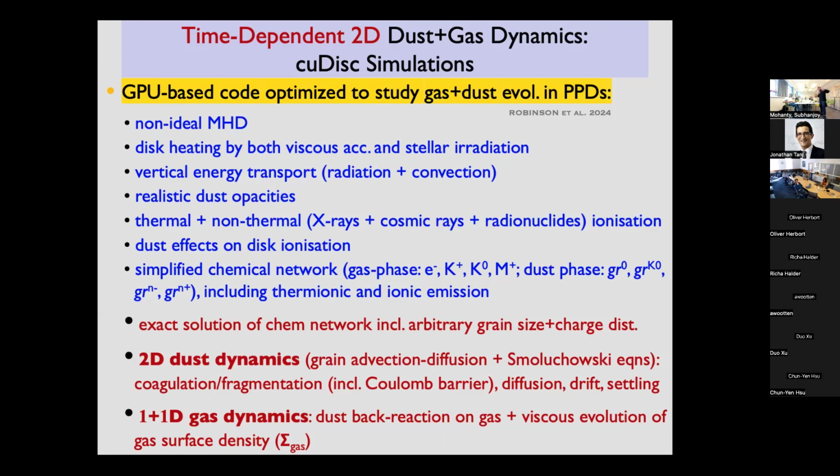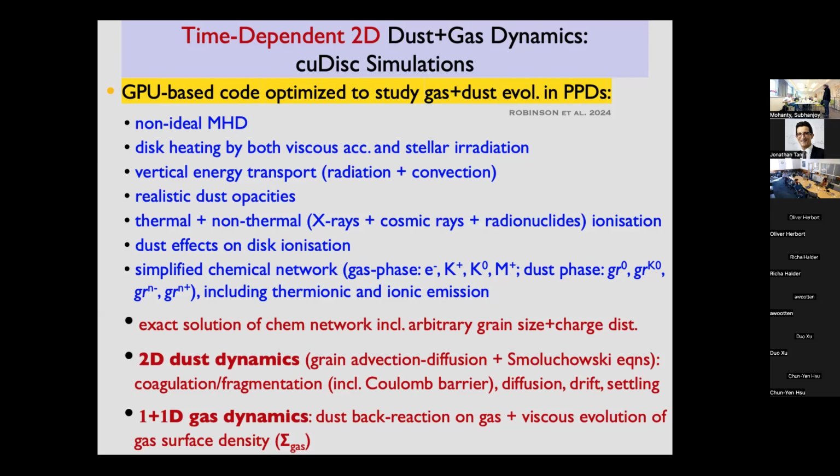Okay, so that's fine. But the important part about this particular code is that it has the two-dimensional dynamics of the dust. So we solve the grain advection diffusion equation and the Smoluchowski equations for coagulation and fragmentation in 2D. And so that includes diffusion, drift, as well as settling, which is really, really important. Okay, and also we include the gas dynamics.